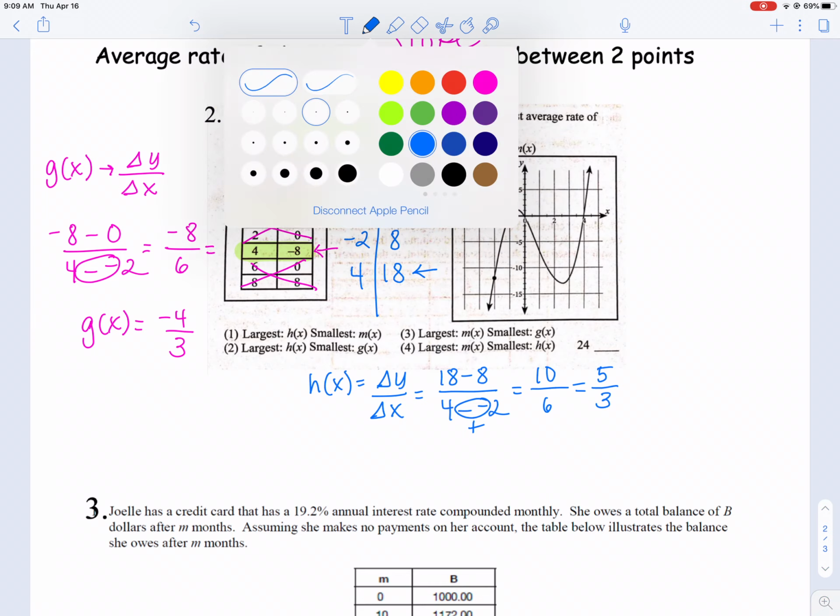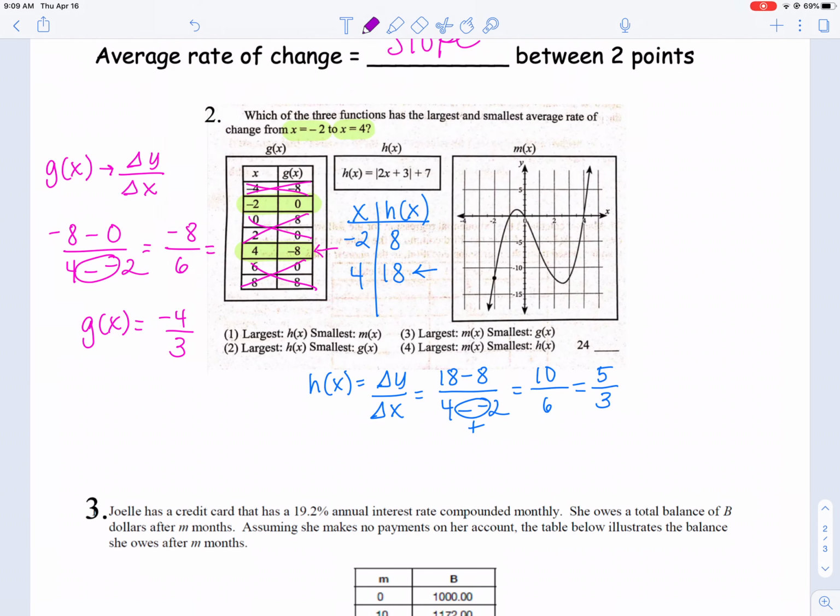Okay. Going to my last one. New color. Purple. Okay, so let's talk about a graph. So in m of x, if I set up a little table, I need -2 and +4 again. So go to where my graph is at -2. What's the y value? Here's where it exists at -2. It looks like down at -12. And then if I go to +4, which is over here, it exists at 0.